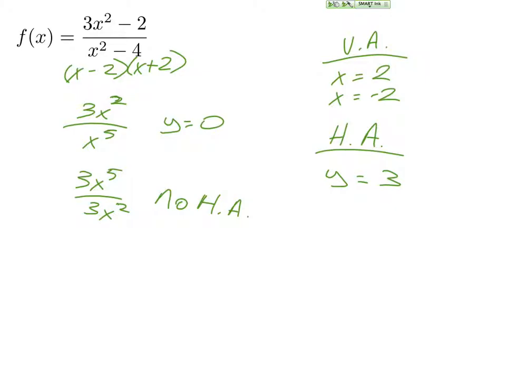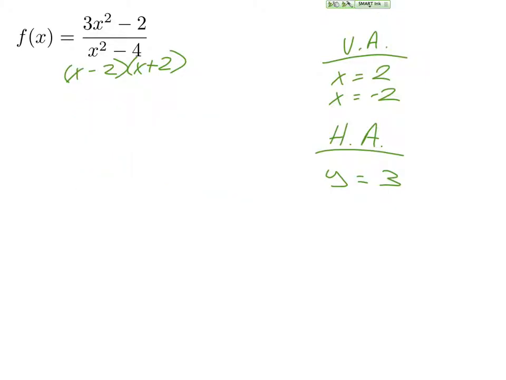If the exponents are the same, we take the coefficients. If the bottom exponent is bigger, it's always y equals 0. If the top exponent is bigger, there is no horizontal asymptote. Now, what is graphically going on if I have a horizontal asymptote? We talked about what's going on with vertical asymptotes, but what's going on if I have a horizontal asymptote?